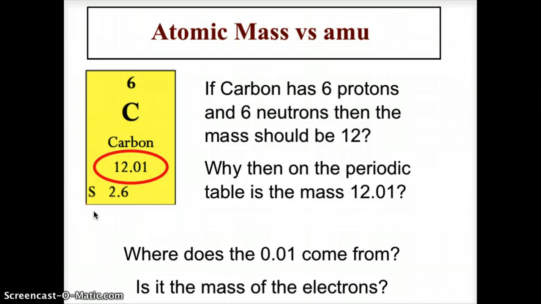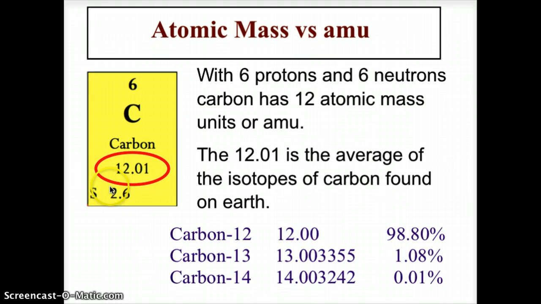Is it the mass of the electrons? Well, no. The electrons are so negligible. They are so small in mass that they really have no effect. So instead, what we have to understand is this, that for carbon, the normal carbon atom has 6 protons and 6 neutrons, which means it has 12 atomic mass units.